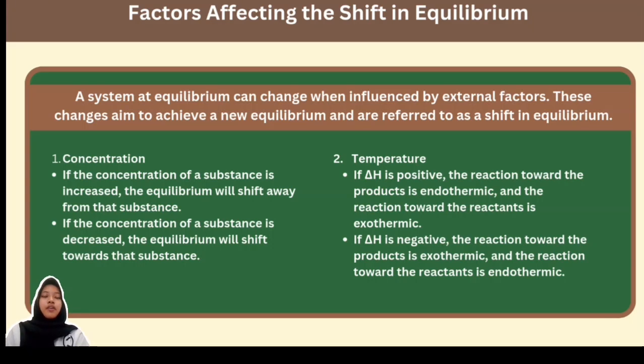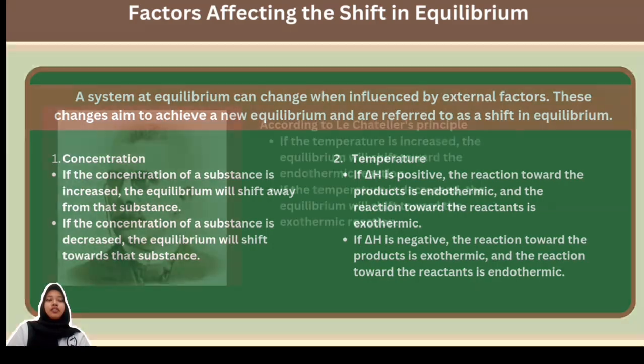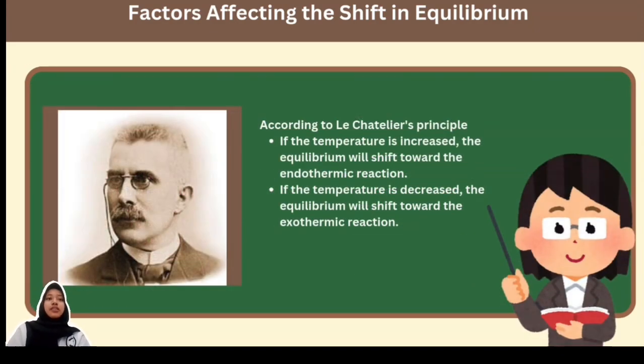Factor number two is the temperature. If delta H is positive, the reaction toward the product is endothermic and the reaction toward the reactant is exothermic. But if delta H is negative, the reaction toward the product is exothermic and the reaction toward the reactant is endothermic. According to Le Chatelier's principle, if the temperature is increased, the equilibrium will shift toward the endothermic reaction. And if the temperature is decreased, the equilibrium will shift toward the exothermic reaction.